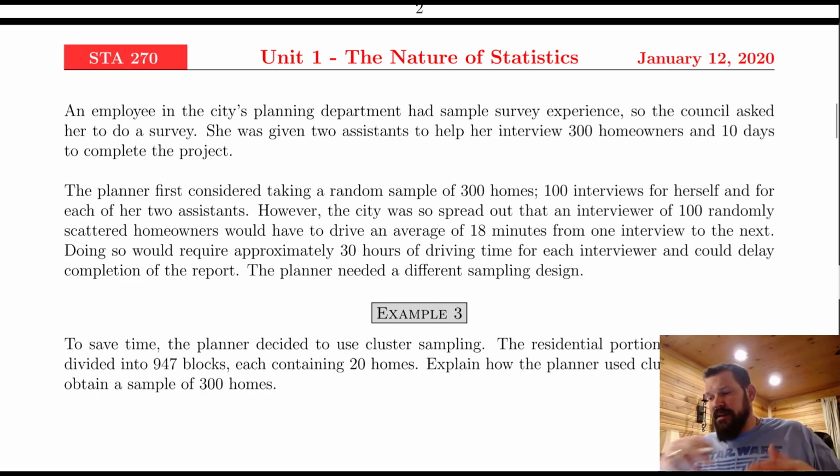So what they thought about was just dividing everybody up, and then they found that if they gave everybody 100 people to interview, and they did simple random sampling, everybody was spread out. It would take almost 30 hours of driving time per employee to do this, and it wasn't going to be that cost effective. So they reconsidered their options and they came up with cluster sampling.